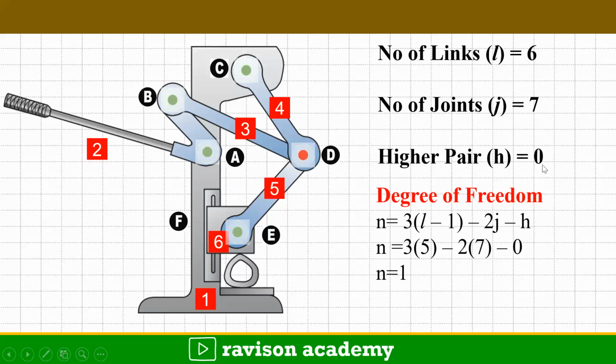With no higher pair, so h equals 0. So the degree of freedom for this mechanism is 1. That is, if you activate this handle, if you press this handle, the slider will move up and down. So the degree of freedom is 1.